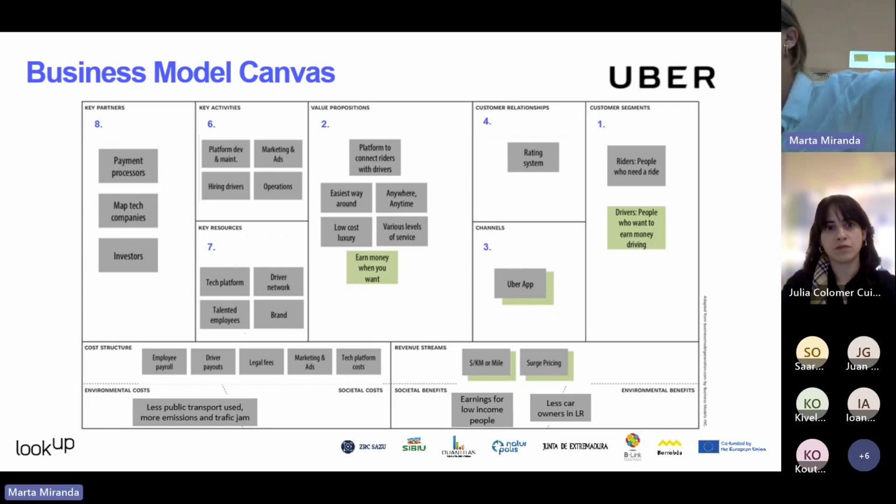I don't know if there is any question, but we're going to see now another type of tool that is going to be really useful, that is complementary to the business model canvas.